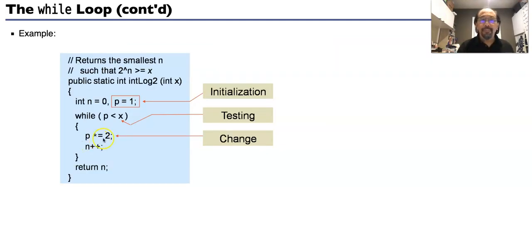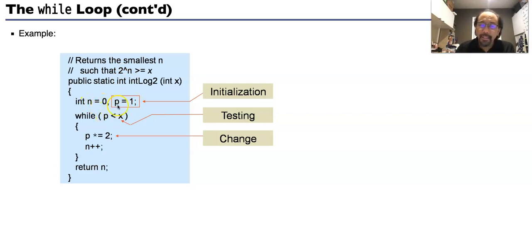Okay, here's an example. We're going to look at a function called int log2 of x, where we want to find and return the value of the smallest n such that 2 to the power of n is bigger or equal than x. So what we're going to do is create this variable p that starts with the value 2 to the 0, and then we're going to initialize n to 0.